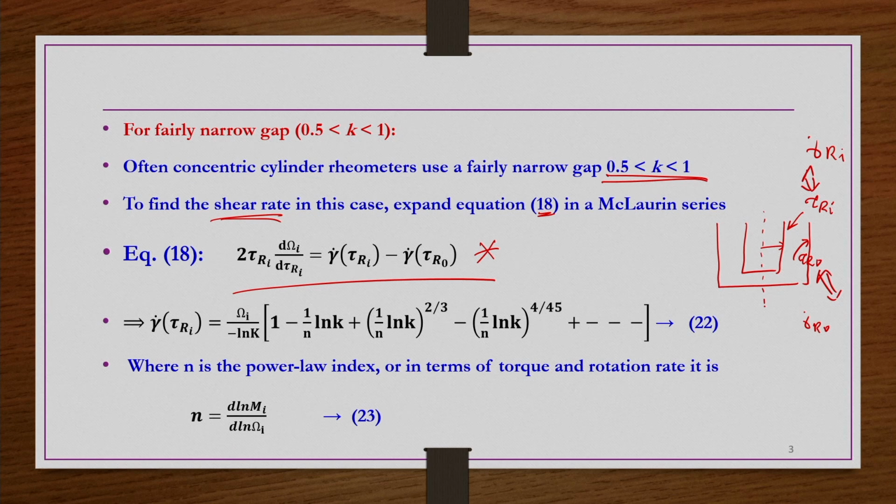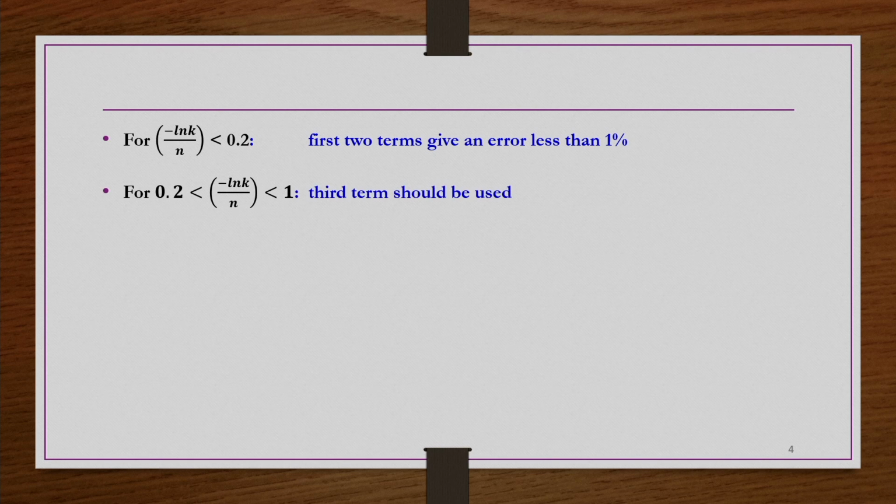Now this series goes on. So how many terms should we include? After how many terms can we truncate the series? That is another important question, right? That depends on the value of minus ln k by n. So accordingly, we have to take the number of terms in the series. If minus ln k by n is less than 0.2, then the first two terms give an error of less than 1%, so you can include only the first two terms. But if minus ln k by n is between 0.2 and 1, then the third term should also be included in the series of previous equation number 22.